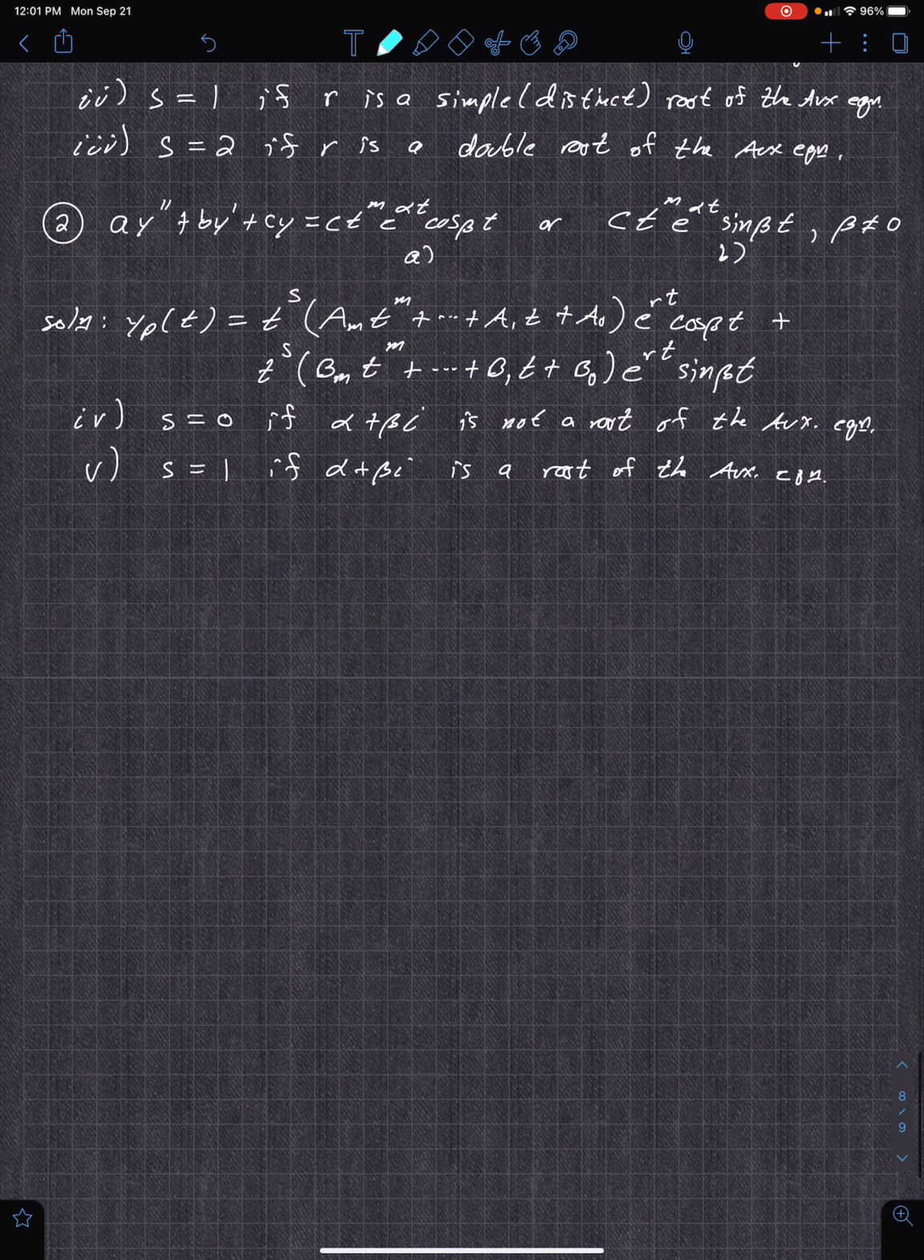I was going to write something here. So note that if f of t equals c t to the m, just a polynomial, that's implying r is equal to 0.